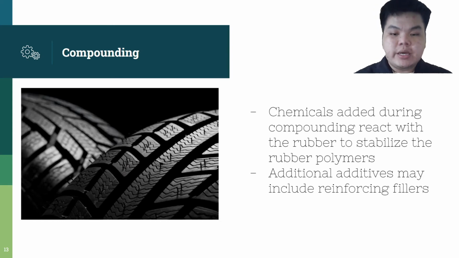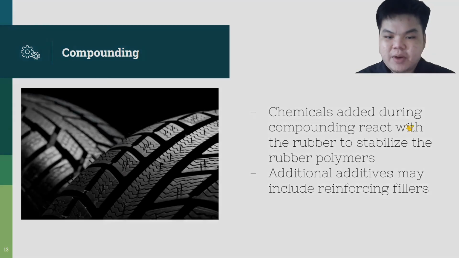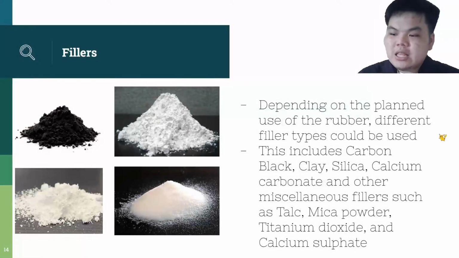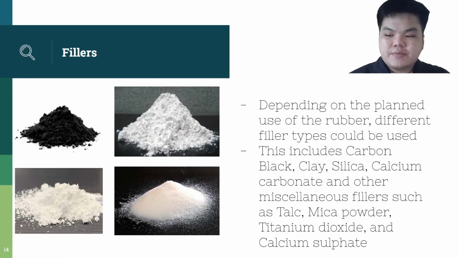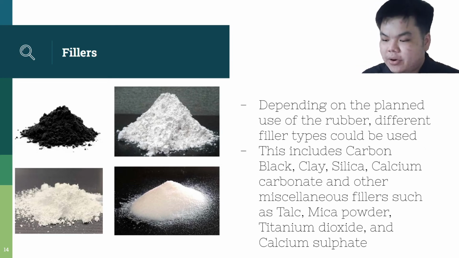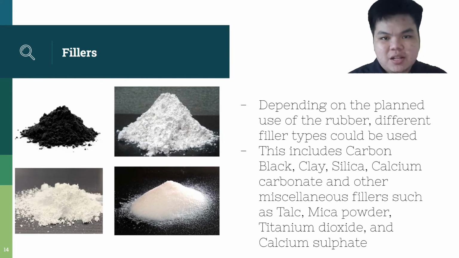Additional additives may include reinforcing fillers to enhance the properties of the rubber, or non-reinforcing fillers to extend the rubber, which reduces cost. The kind of filler used depends on the final product. Depending on the planned use of rubber, different filler types could be used. This includes carbon black, clay, silica, calcium carbonate, and other miscellaneous fillers such as talc, mica powder, titanium dioxide, and calcium sulfate.